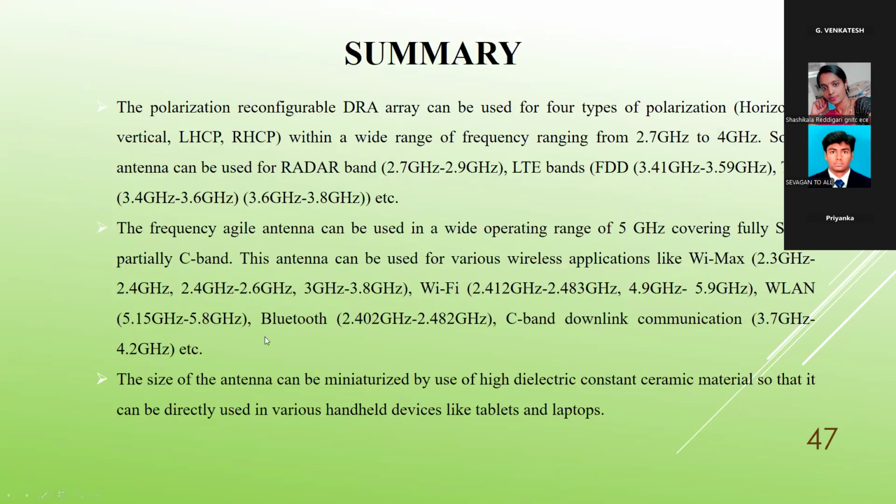So this is the summary. The summary says different types of polarization, LSCP, RSCP, within the frequency range 2.7 to 4 gigahertz we can obtain. That will be helpful for radar band, LTE band, and other bands.